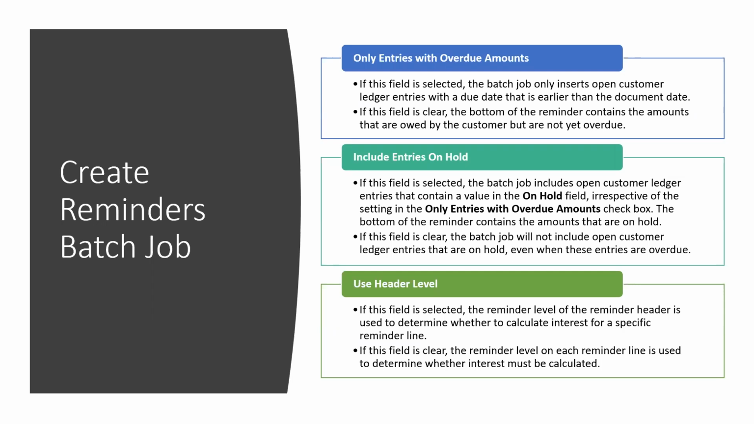Then the second option, include entries on hold. If this field is selected, the batch job includes open customer ledger entries that contain a value in the on hold field, irrespective of the setting in the only entries with overdue amounts, right? The bottom of the reminder contains the amounts that are on hold, right? If this field is clear, the batch job will not include open customer ledger entries that are on hold.